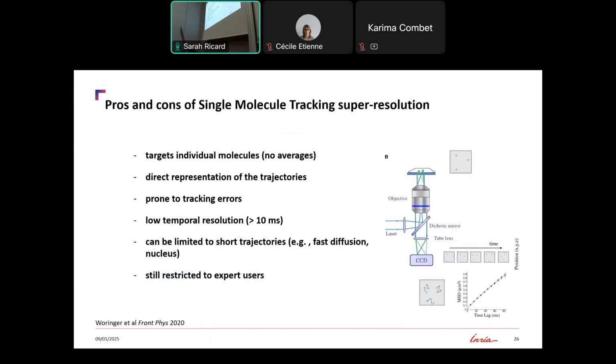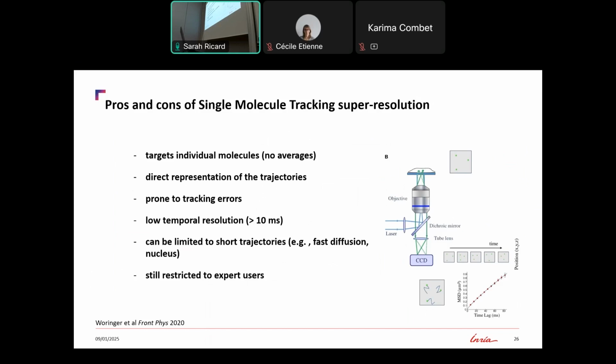The pros and cons. Of course, you can see individual molecules. That's very nice because again, that's like Perrin with his putty. That's very nice. You have a direct representation of the trajectories. You don't have to infer the trajectories. You just see them. It's there.